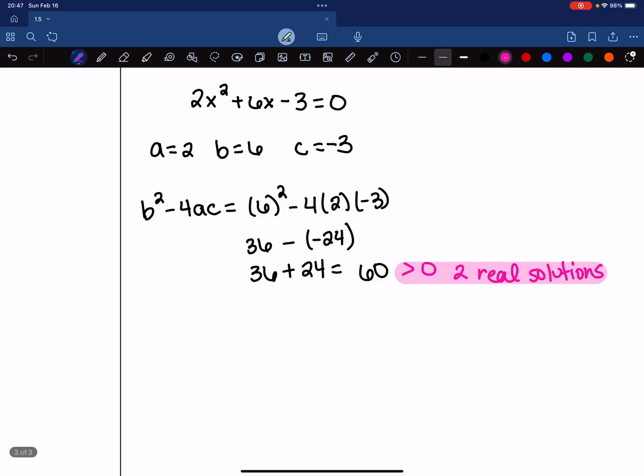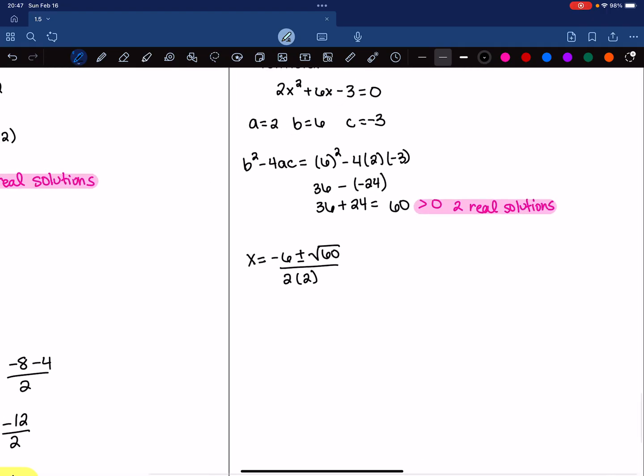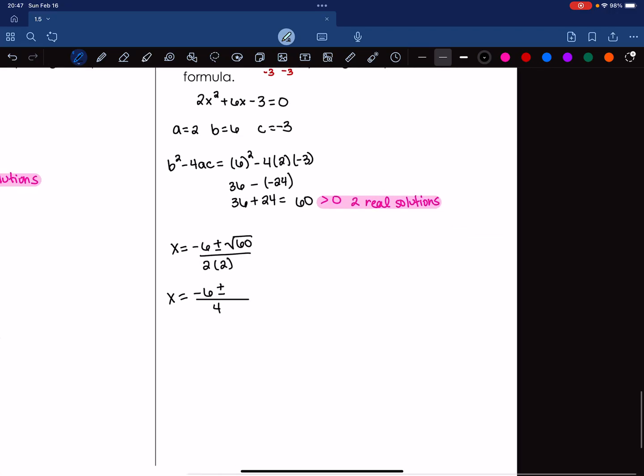Okay, so now we can get into the quadratic formula. So that would be x equals negative b plus or minus the square root of 60 all over 2 times a, which is 2. So that would be equal to negative 6 plus or minus the square root of 60 over 4. We do need to simplify that square root.